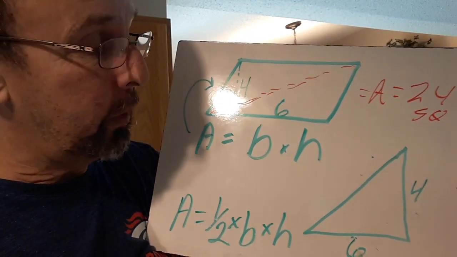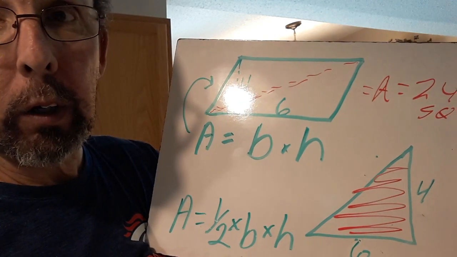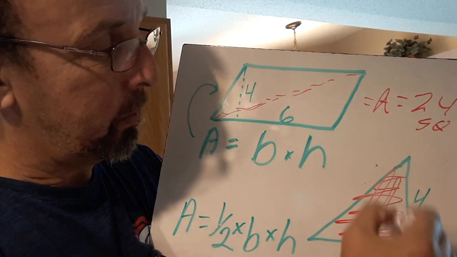Again, the answer is still square measures because you're figuring the square area of this. What does it take up? How much space does it take up?